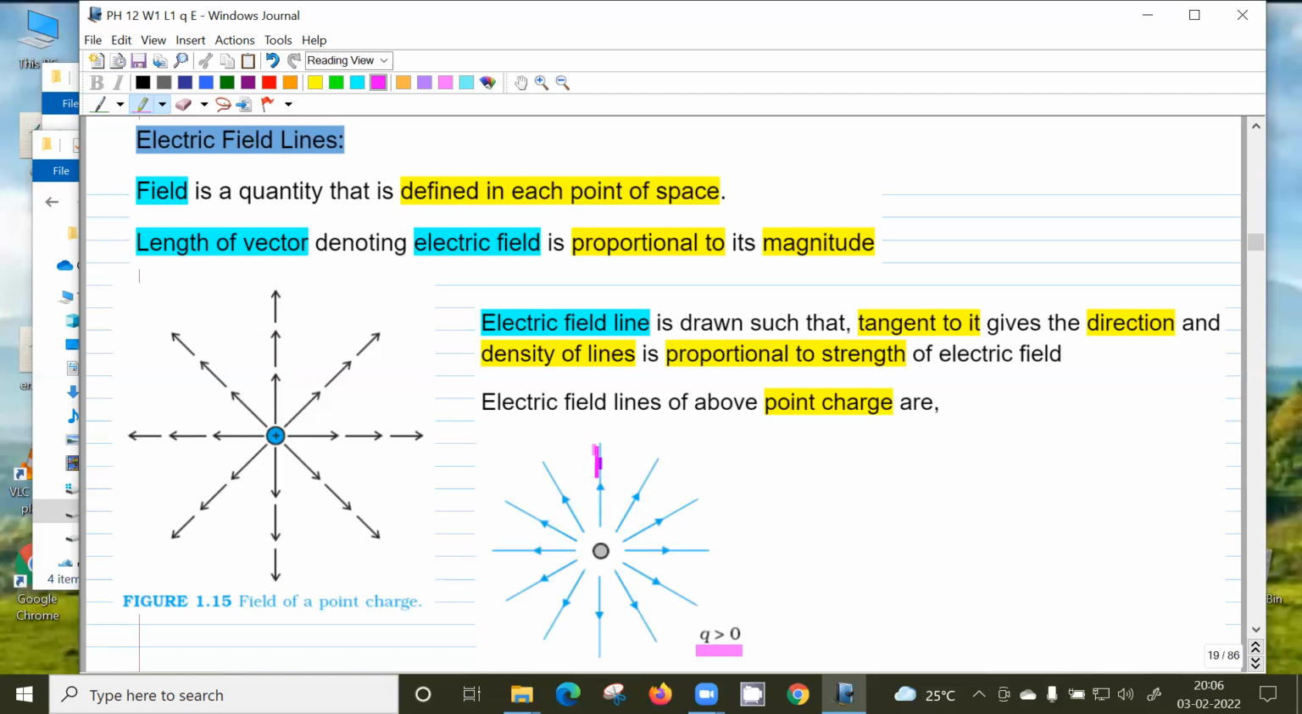The size of the vector, that is, the magnitude of the electric field, is proportional to the density of lines. If you take an area here and the same area there, the density of lines cutting the area is decreasing, right? If you take a small area here, these are electric field vectors, and these are electric field lines.